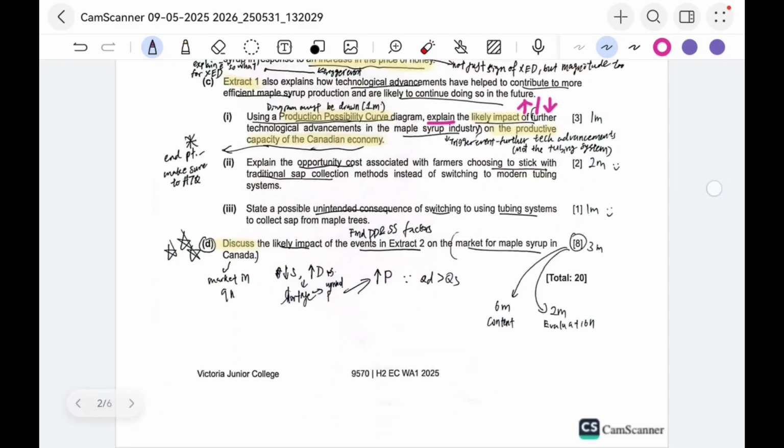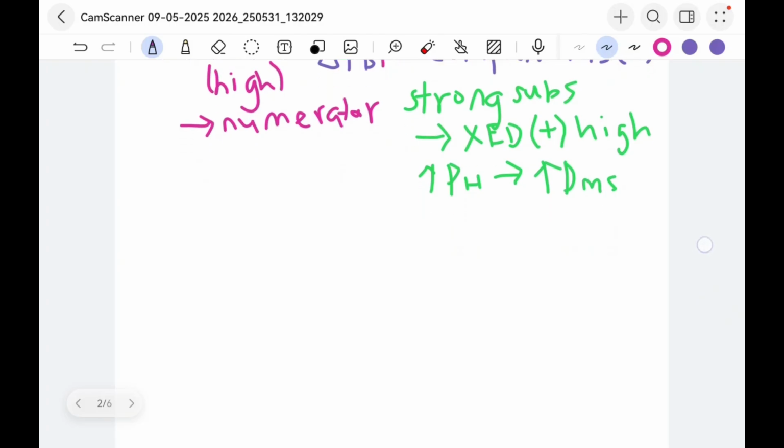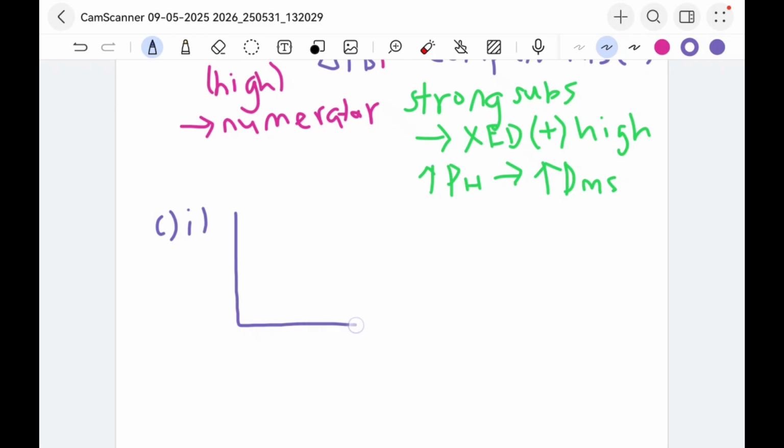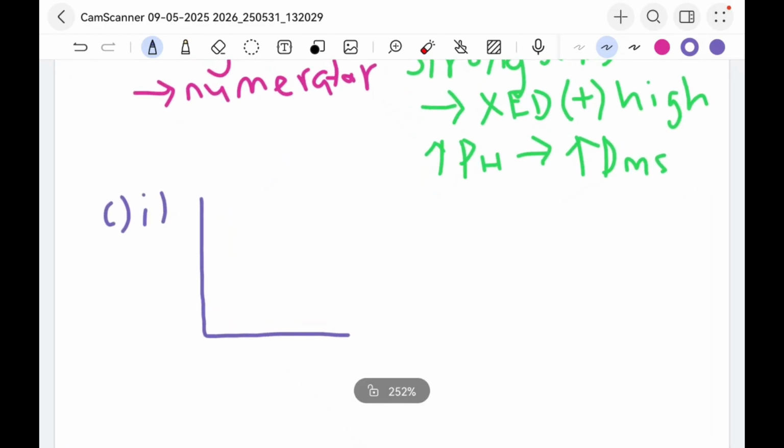So the answer structure that we are looking at should be like that, where you talk about, okay, my C part 1. So you draw your PPC, make sure that you label correctly. In this case, you can have the axes be both products. So one is your maple syrup, one is your honey, because these two are the products that are being mentioned.